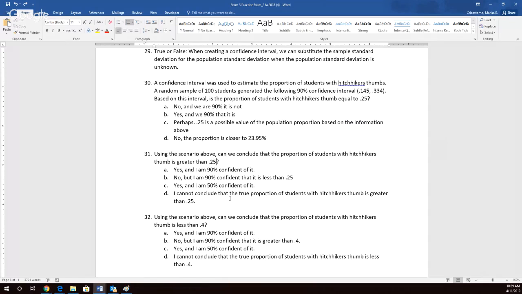So again, just look at your interval and say to yourself, okay, the population parameter could be anywhere in this interval. So what can I say about that? So 31 is D. I cannot conclude that the population parameter is greater than 0.25 because our interval includes values that are less than 0.25. So it could be that.